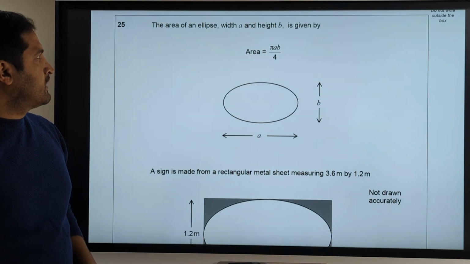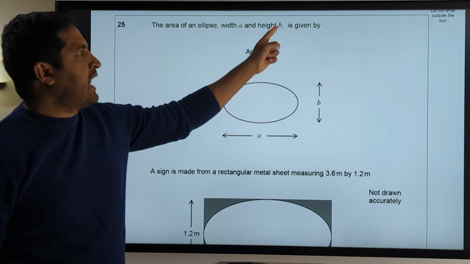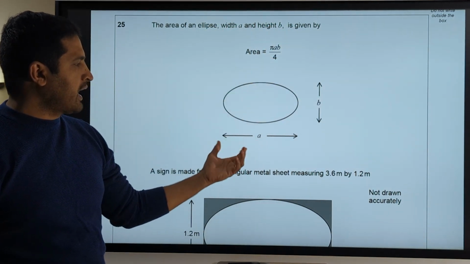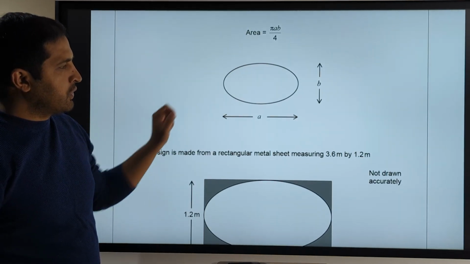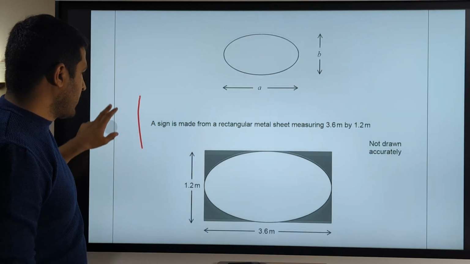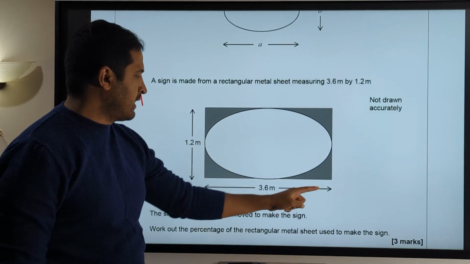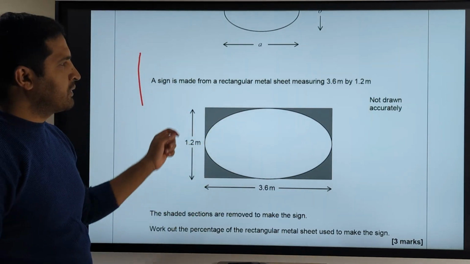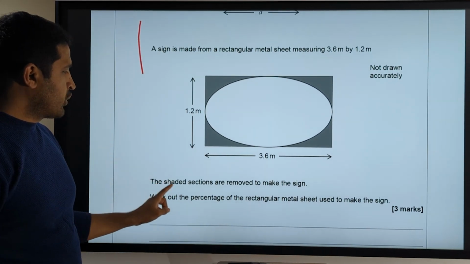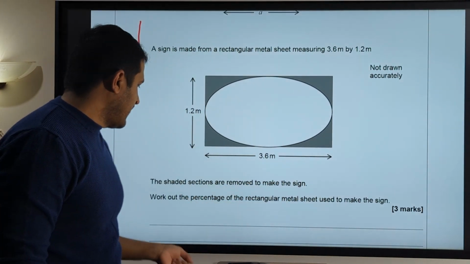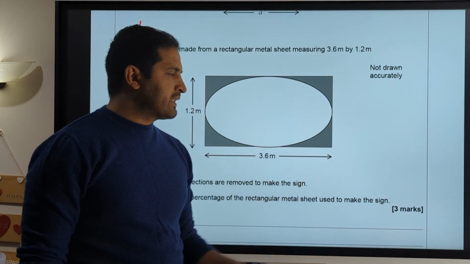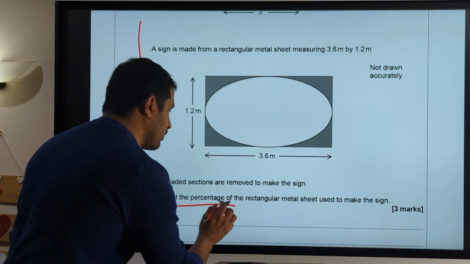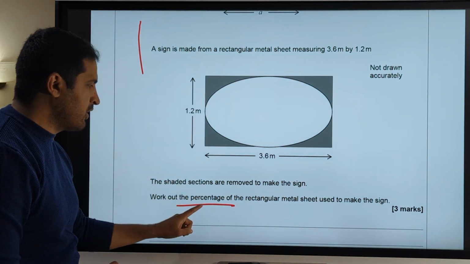The area of an ellipse with width A and height B is given by this. So we can work out the area of the ellipse using this formula given to you here. And we can work out the area of the rectangle because the width is 3.6, the height is 1.2. The shaded sections are removed to make the sign. Work out the percentage of the rectangular metal sheet used to make the sign. We need to look for the percentage, not the area. We're not looking for the area, we're looking for the percentage.